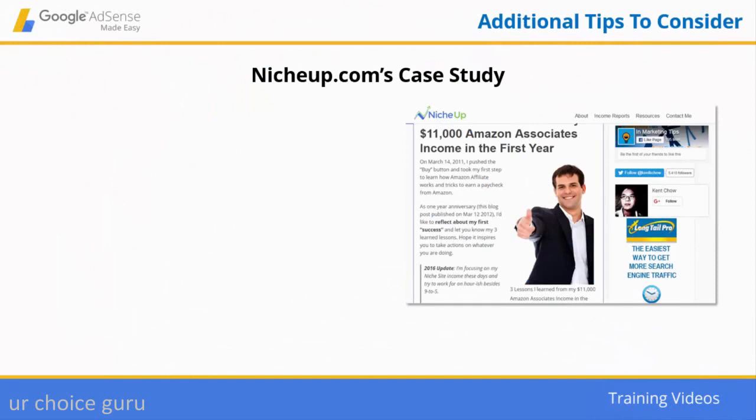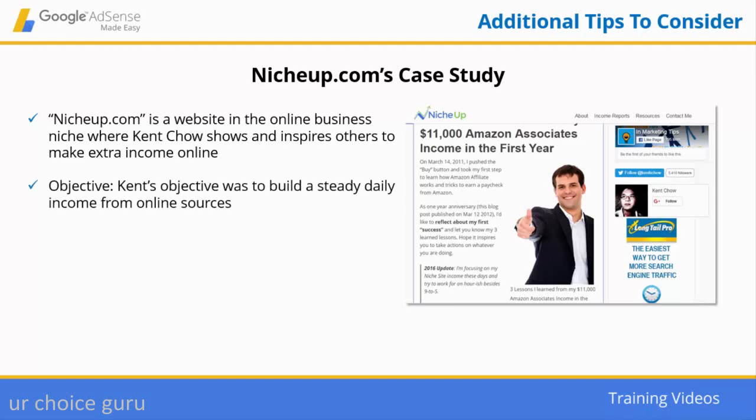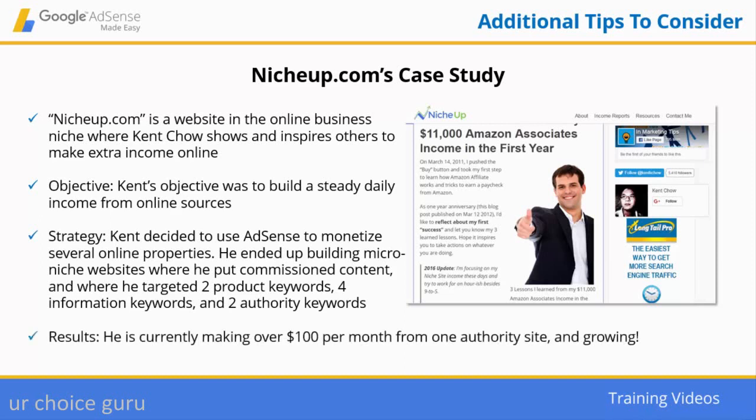NicheUp.com's case study. NicheUp.com is a website in the online business niche where Kent Chow shows and inspires others to make extra income online. Objective: Kent's objective was to build a steady daily income from online sources. Strategy: Kent decided to use AdSense to monetize several online properties. He ended up building micro-niche websites where he put commissioned content and where he targeted 2 product keywords, 4 information keywords, and 2 authority keywords. Results: He is currently making over $100 per month from one authority site and growing.